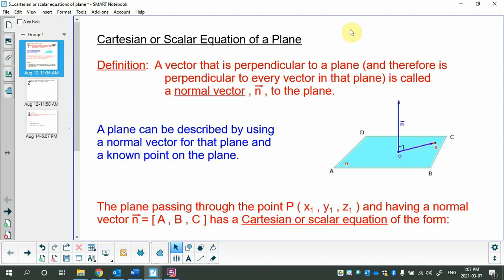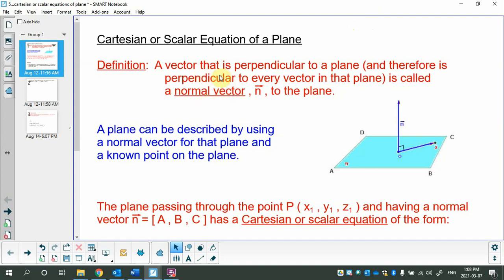There is no such thing as symmetric equations of planes. There were vector equations where you needed a point and two direction vectors. You could turn that into a parametric equation, but it is not possible to turn it into a symmetric equation. It is possible to have a Cartesian or scalar equation of a plane in 3 space, because planes happen in 3 space. So first of all, we have a definition.